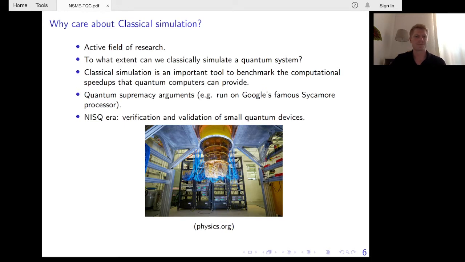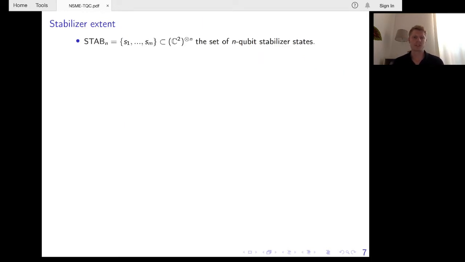Okay, so now let's get to the stabilizer extent after our small detour. So what do we start with? We start with a set of n qubit stabilizer states. So for example, for 1 qubit, these are exactly the 6 vertices of the octahedron within the Bloch sphere.